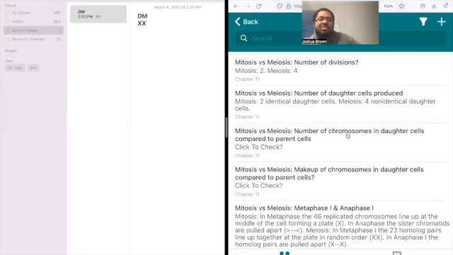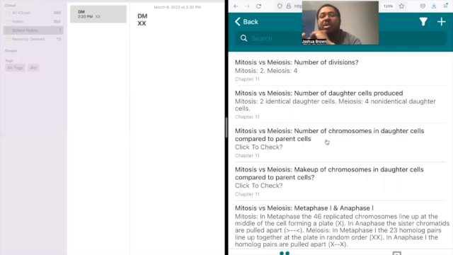Number of chromosomes in daughter cells compared to parent cells. Think about this one now. Remember, we said in mitosis, the goal is to make two identical daughter cells. So you have 2N in mitosis, and you're going to end up with 2N at the end of mitosis. Meiosis, as we just said, you're going to start off with 2N, but you're going to end up with 4 daughter cells that all have N. So what does that mean? That means that in meiosis, you're going to start off with 46 chromosomes, but you're going to end up with 23 in each individual cell.